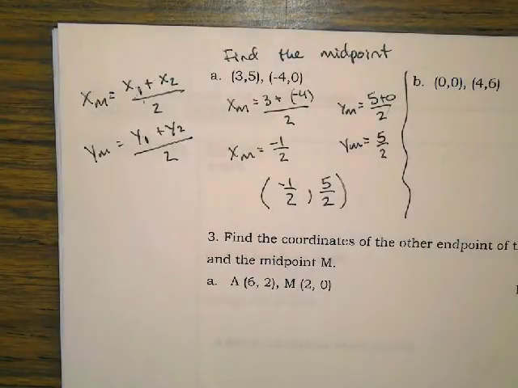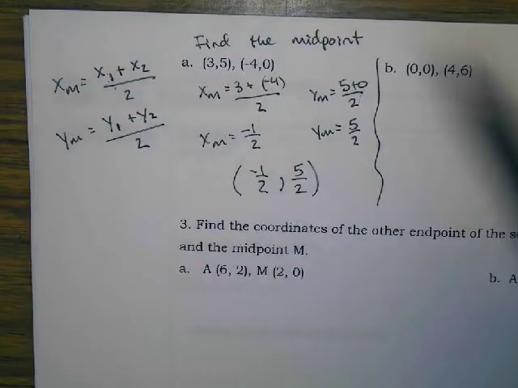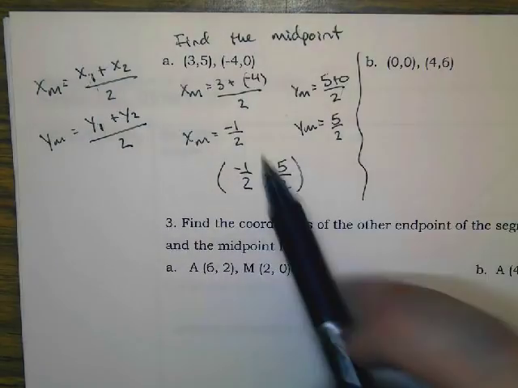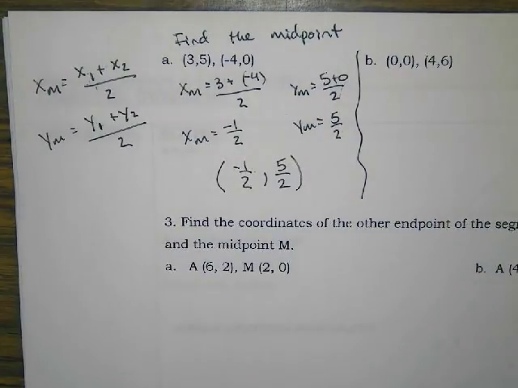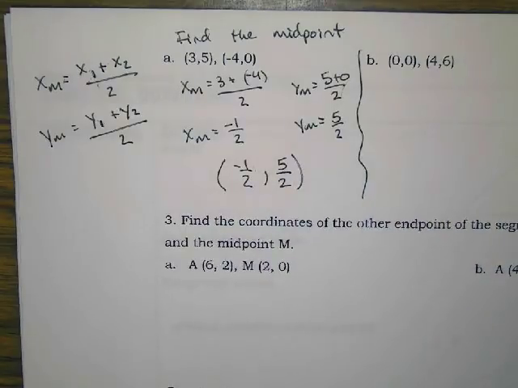And that's all we do. We add the x's together and divide by 2, add the y's together, divide by 2. If it's a fraction, we leave it as a fraction. And if it can simplify, we would simplify.